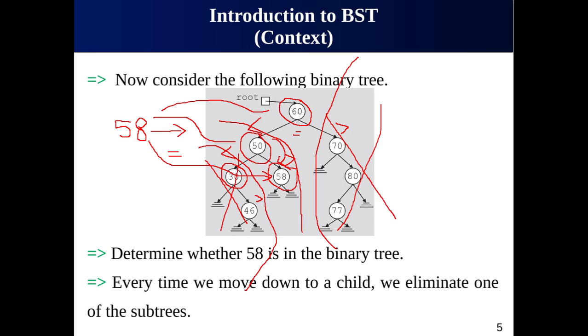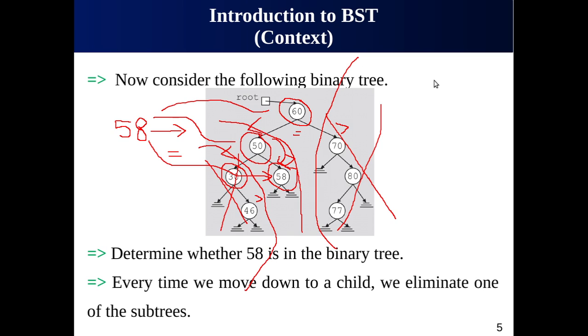This example shows that every time we move down to a child, we eliminate one of the subtrees of the node from our search. First, we ignore this right hand side. Then we ignore this left hand side. So at every step, we are actually eliminating one of the subtrees of the node from our search. If the binary search tree is nicely constructed, meaning a balanced tree, the search is very similar to the binary search on arrays.